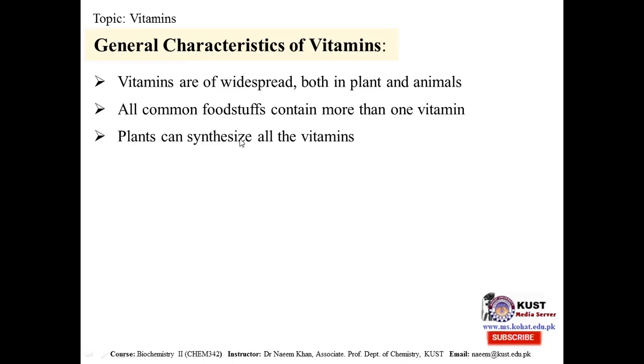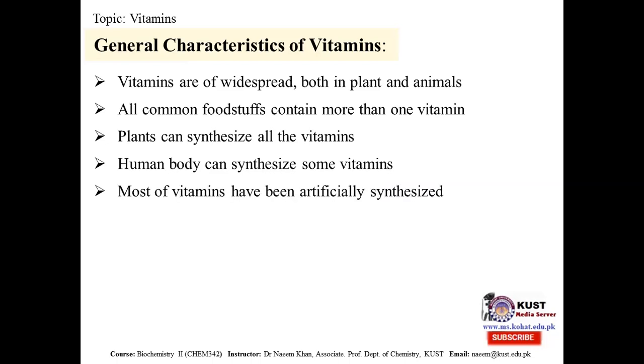Plants can synthesize all vitamins. This is a very important thing. Plants can synthesize all vitamins, but animals cannot synthesize all vitamins. Animals can synthesize only some of the vitamins from provitamins. For example, humans can synthesize vitamin A from carotene. Human body can synthesize only some vitamins. Yes, as I mentioned, vitamin A can be synthesized from carotene, and also vitamin D can be synthesized from 7-dehydrocholesterol. But all other vitamins, they cannot synthesize.